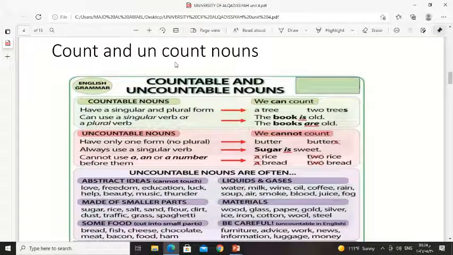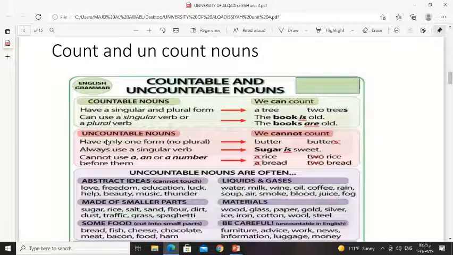Common and uncount nouns. Countable nouns have a singular and a plural form. They can use a singular verb or a plural verb. A tree, 2 trees. The book is old. The books are old. The 2 sentences are true.